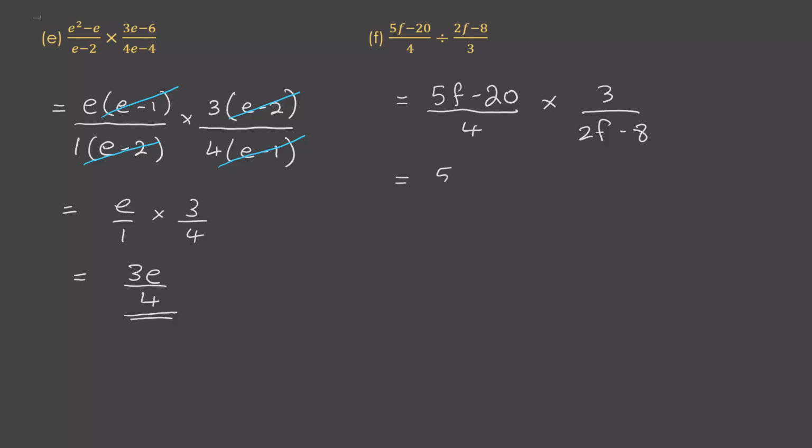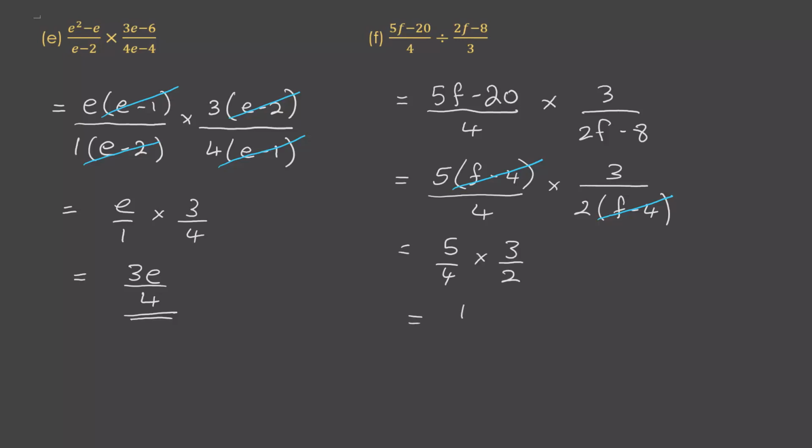Let's take out 5 from here. And then I've got f minus 4. And then over here, I've got 2 times f minus 4. And the only thing I can see that cancels is the f minus 4. So if I just tidy that, I've got 5 over 4 times 3 over 2, which is 15 over 8.